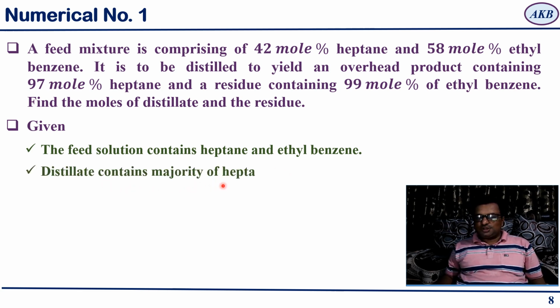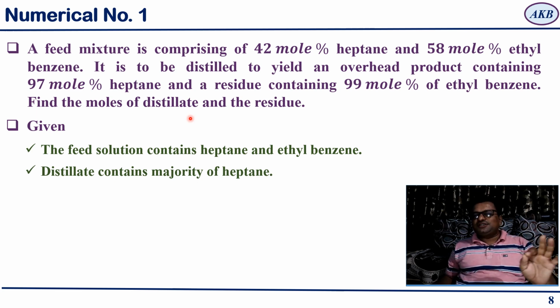Distillate contains the majority of heptane. In the statement they have said that it is to be distilled to yield an overhead product containing 97 mole percent of heptane. That means 97 mole percent of heptane is in the distillate. The remaining 3% is the other component, which is ethyl benzene.